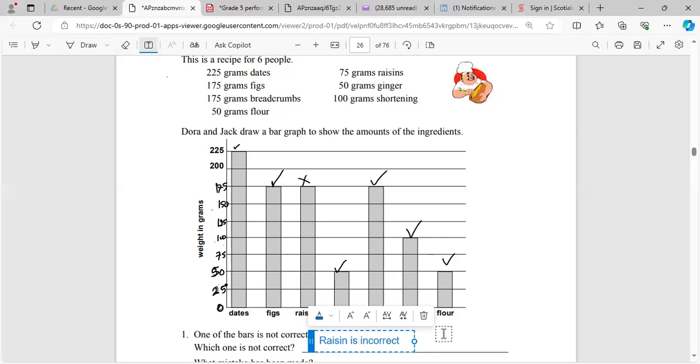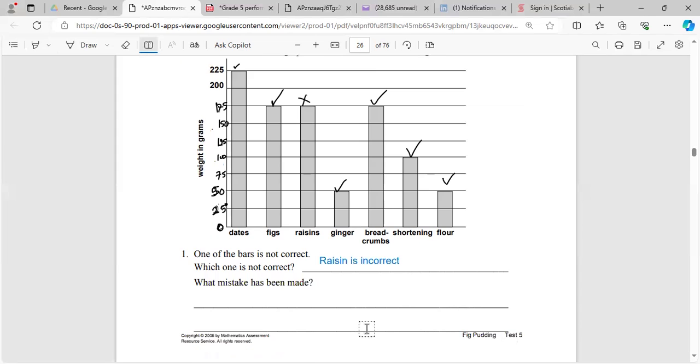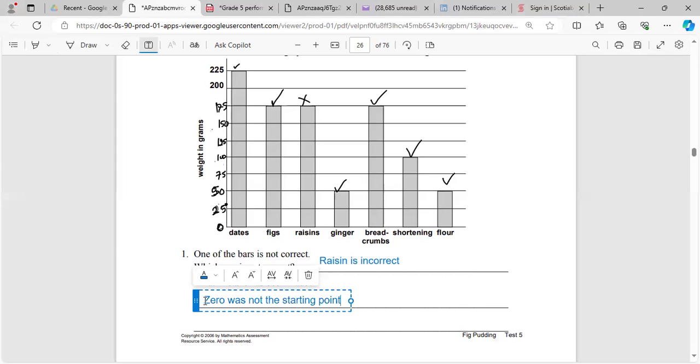Alright, so they asked us what error was made, what mistake has been made. They started where 25 should be, they put 0. So 0 was not at the correct space. 0 was not the starting point, and that was the main error. And then everything kind of got thrown off based on that.